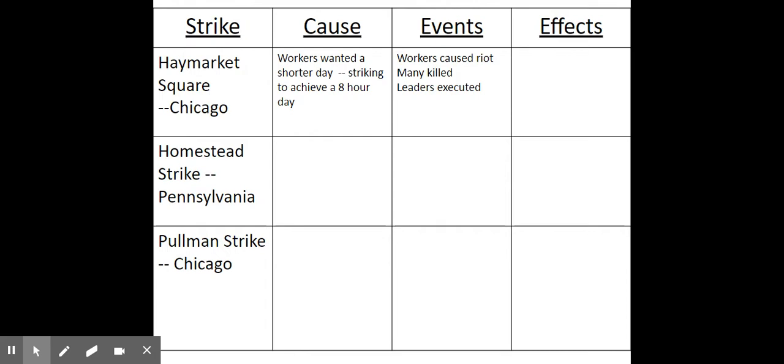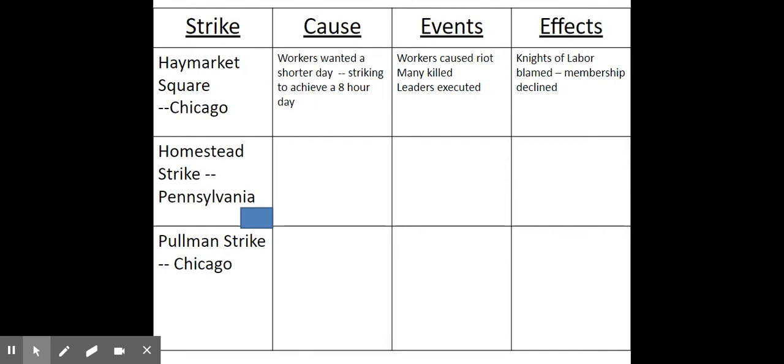Now, again, the anarchists were not part of the union and not part of the strike. They simply showed up to cause trouble. But sadly, what's going to happen is the union is going to get the blame. And the main union involved in this was the Knights of Labor. And with a policeman dying, with the riot breaking out, and other people getting killed, membership in the Knights of Labor is going to decline.